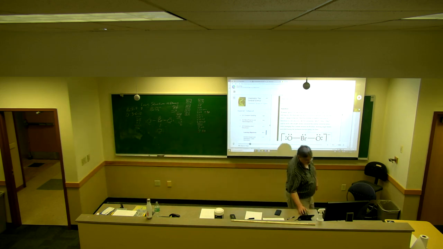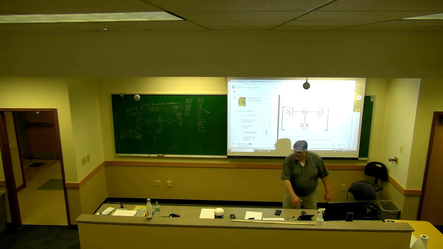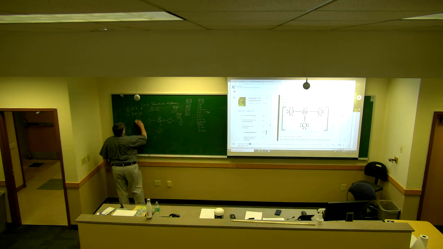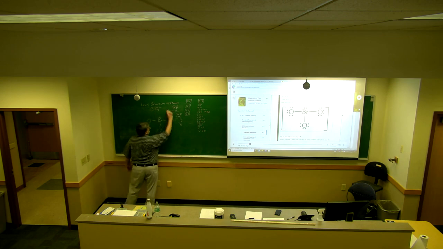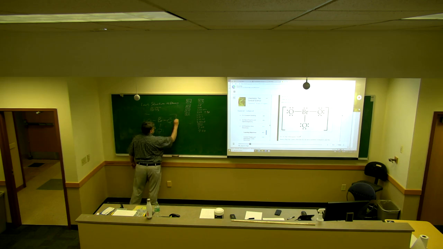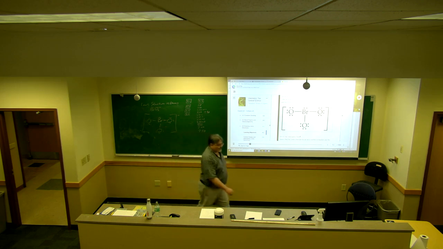Oh, this bit of notation here. For Lewis structures, if it's charged, the formal way to write it is to put that bracket around it and put the charge there. That's the correct way to do it. If it's not charged, you don't need brackets.